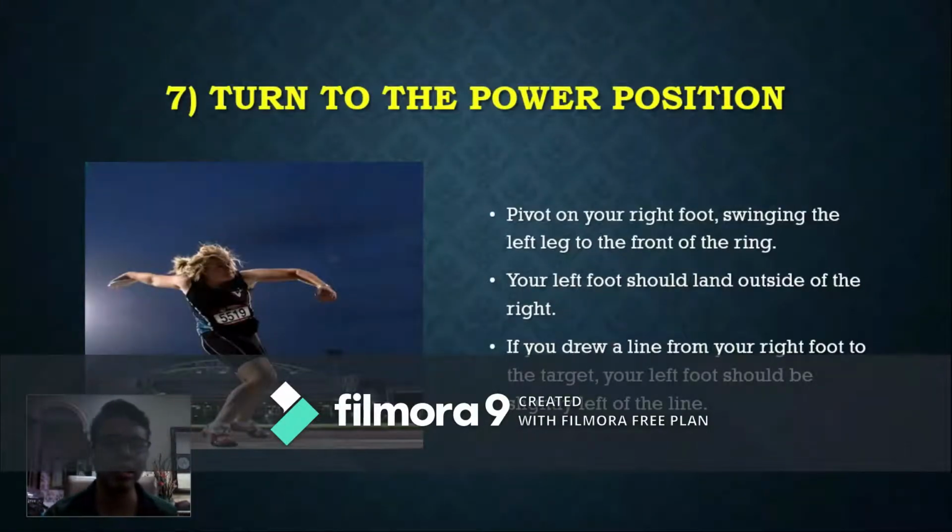And step 7. Turn to the power position. Pivot on your right foot, swinging the left leg to the front of the ring. Your left foot should land outside of the right. If you drew a line from your right foot to the target, your left foot should be slightly left of the line.